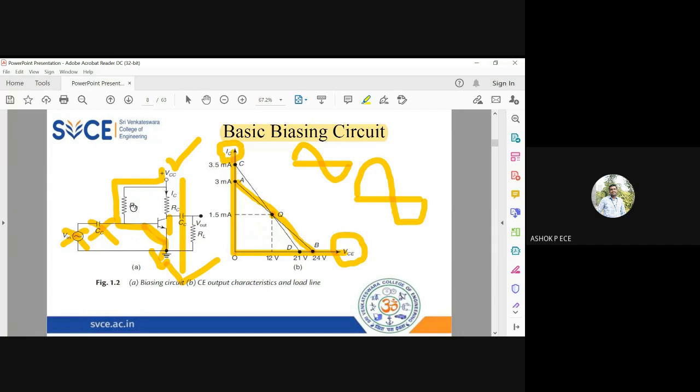From this I can find IB. So IB equal to VCC minus VBE by RB. See, in most cases, what is the VBE value? Yesterday you were told the VBE value for silicon and germanium. What is the VBE value for silicon and germanium?